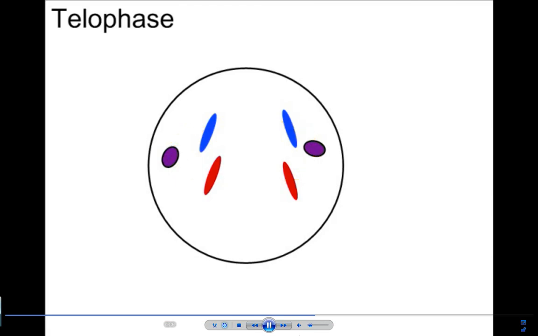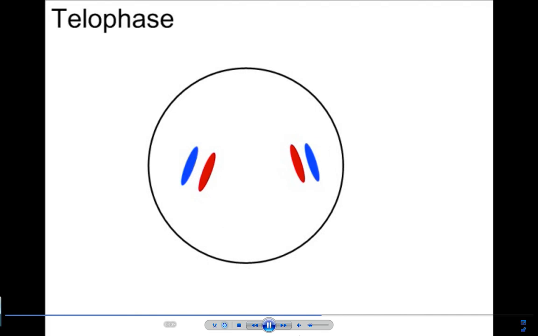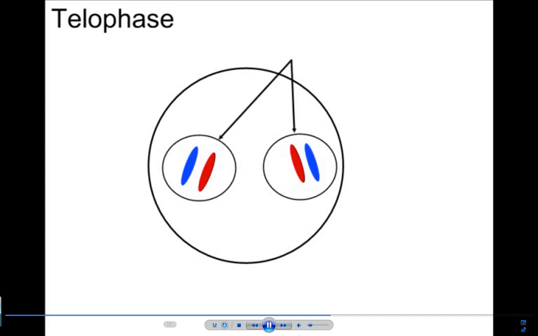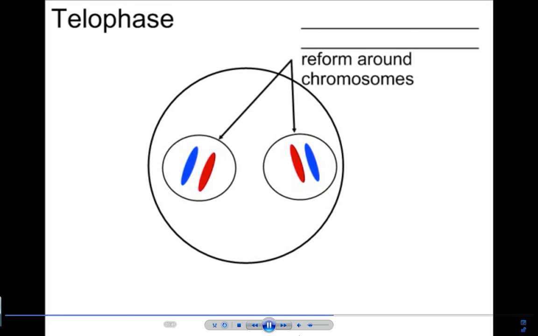The fourth phase is called telophase. We're going to get rid of the centrioles and spindle fibers because we don't need them to move anything anymore. And what happens is you get nuclear membranes forming around each of the sets of chromosomes. So you're going to see 2 nuclei in the cell here.